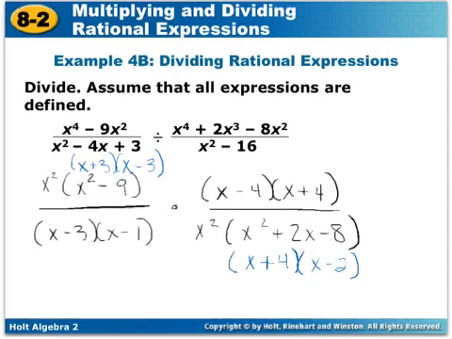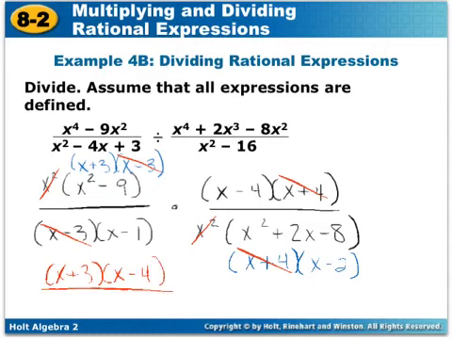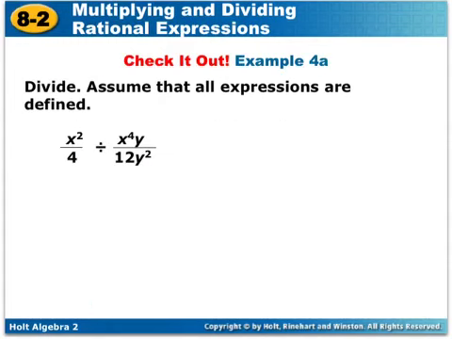Okay, let's start reducing. Change colors again. Alright, I have an x minus 3 and an x minus 3. X plus 4, x plus 4, x squared, x squared. I don't see anything else. So I have an answer. I'm going to multiply straight across. X plus 3, x minus 4, over x minus 1, x minus 2. And double check, I can't reduce anymore. That's my final answer. Okay, why don't you try this one?